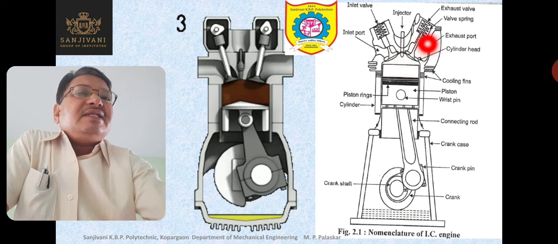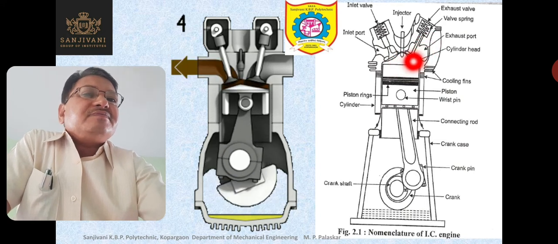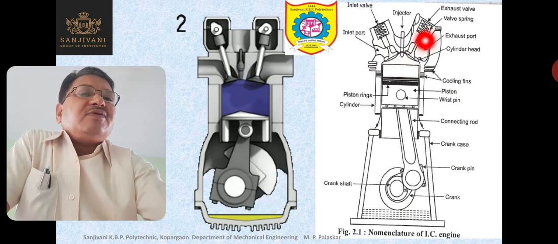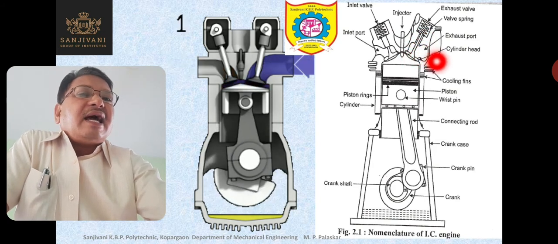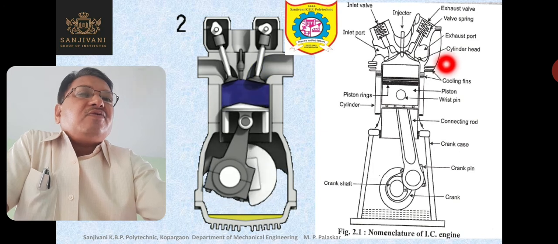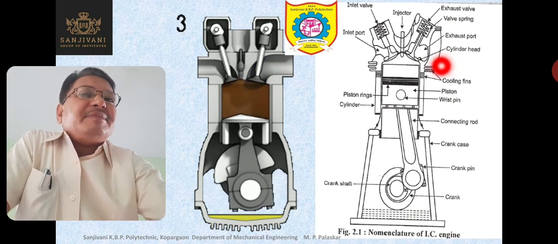Similarly, we have this exhaust valve, and this valve is controlled by a spring. It is normally closed with the help of the spring, and it is opened or closed with the help of the cam and the cam shaft.